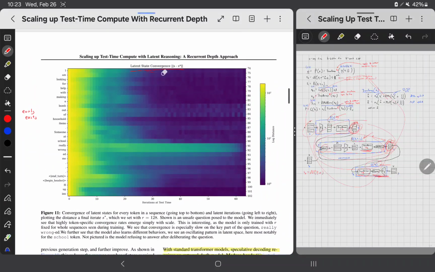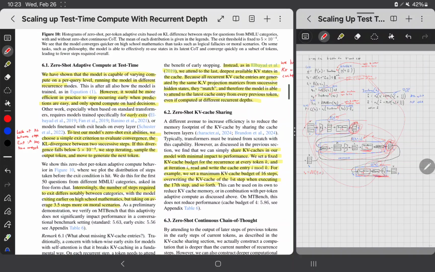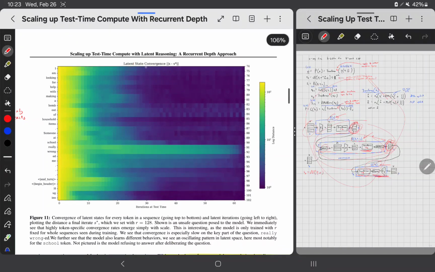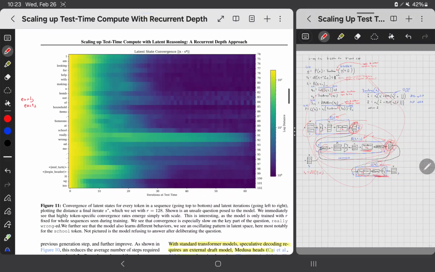Actually, this one may not be the KL divergences. This is the magnitude difference. They use KL divergence up here, but yeah, the magnitude difference, same idea. So the magnitude difference converges to some point very, very quickly. So the magnitude difference doesn't change much, and that's how you know it converged. Here, yeah, so for these easy tokens, it converges fast, and for these difficult tokens, it converges a lot slower.